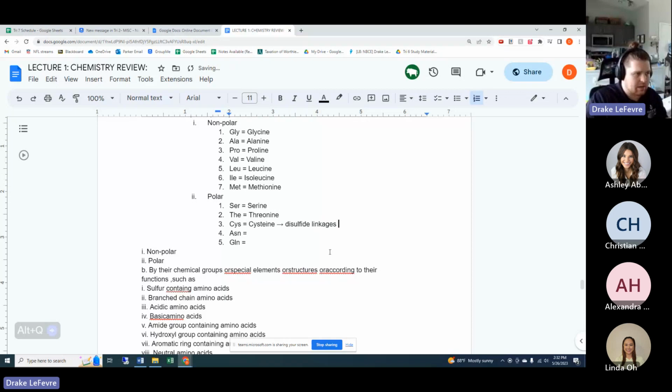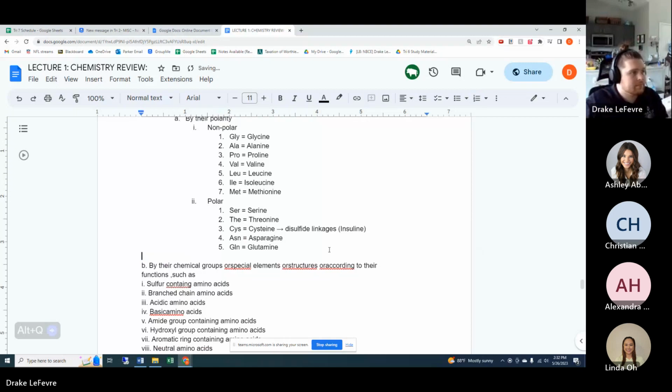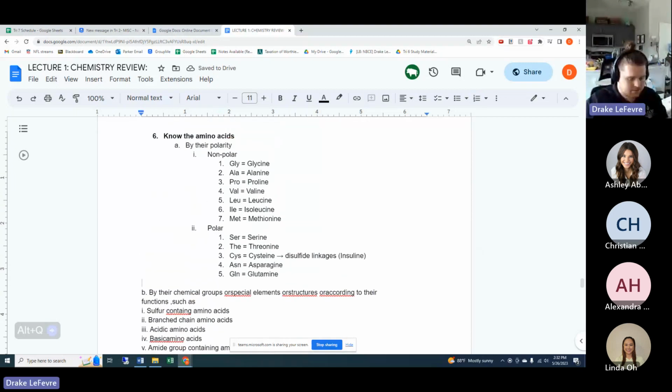We talked about one example of a particular protein in the human body that requires disulfide linkages. Does anybody remember what that is, what it talks about in the book? It's to do with insulin. Insulin is one that requires those disulfide linkages in order to form. We have asparagine, and then glutamine.